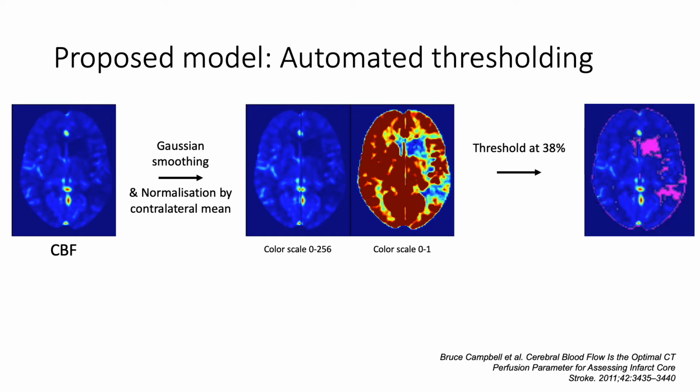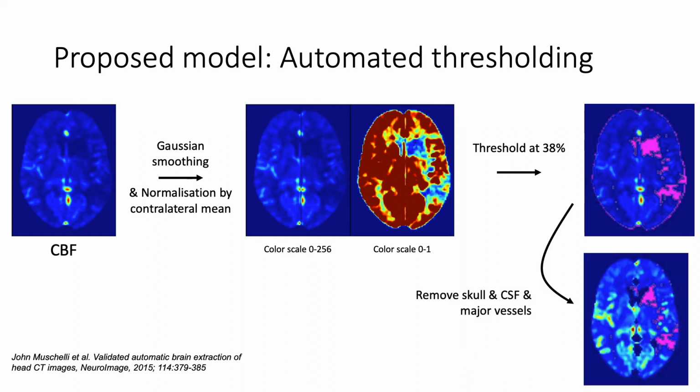And here in this center image, where the colors have been adjusted, we can already see that there are some regions with relatively low blood flow. Then we apply a threshold at exactly 38% relative to the contralateral hemisphere. To remove a few sources of noise, we simply remove the skull, the CSF, and the major blood vessels.